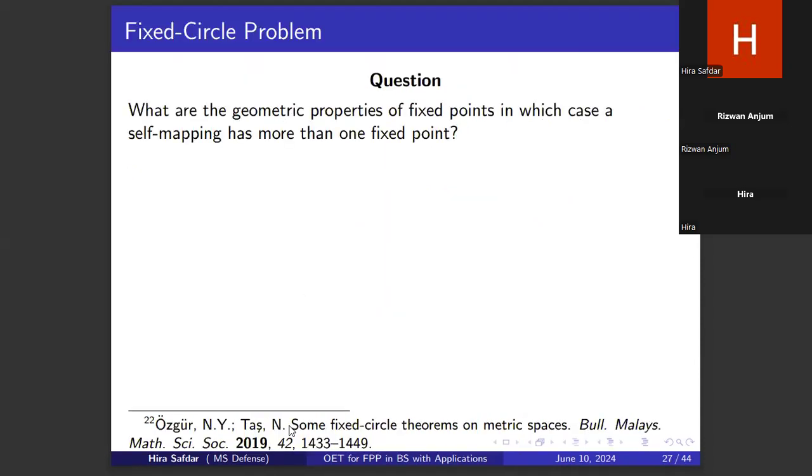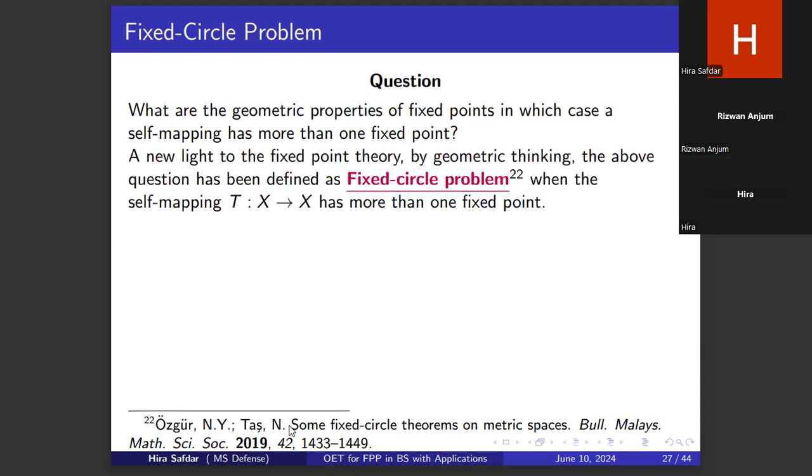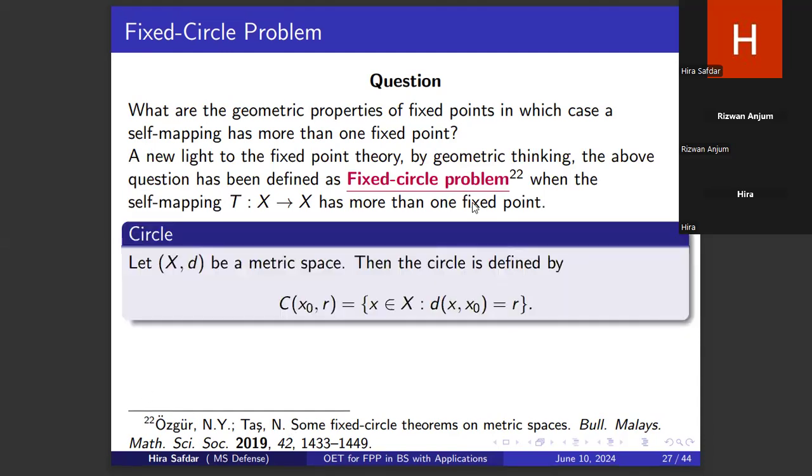Now the question is: what are the geometric properties of the fixed points in which case a self-mapping has more than one fixed point? A new light to fixed point theory, geometric thinking. The above question has been defined as the fixed circle problem when the self-mapping T from X to X has more than one fixed point.